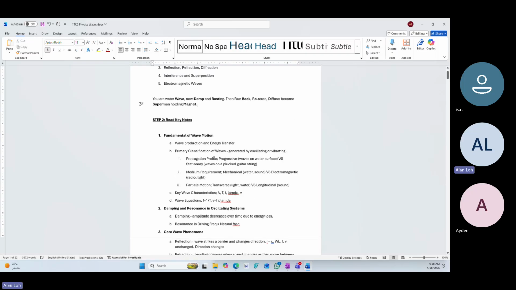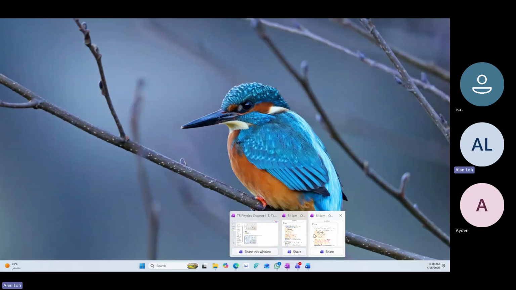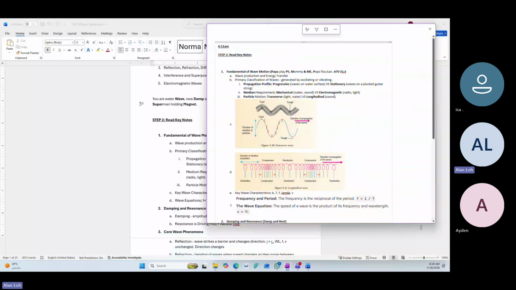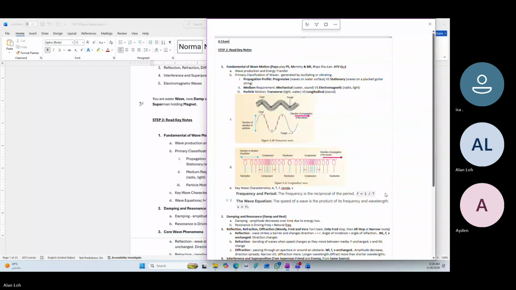Now, let's go to step 2. Right, I'll bring this in because it's easier to read like this than on the notes, on the words. Right. So step 2. Let me arrange a bit here.